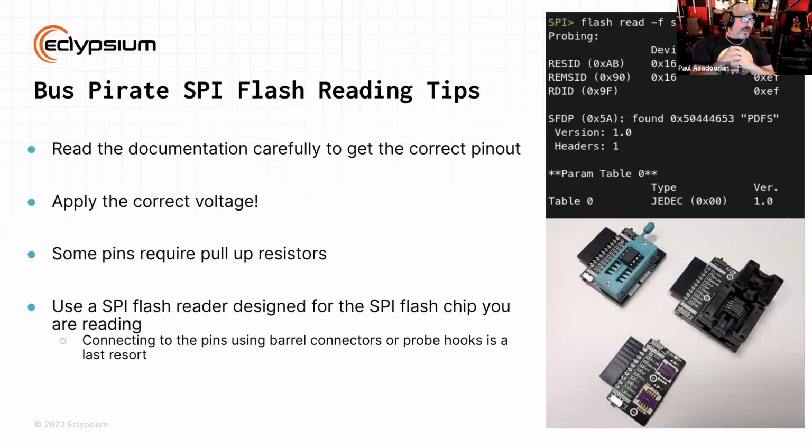And they make a kit available with those 3 different types of readers. My kit didn't come in time. I'm still waiting on my kit to arrive because I didn't order it when I ordered my Bus Pirate 5. But again, there's lots of different options for reading SPI flash chips and lots of different readers that look very similar to that one on different platforms. And definitely do that rather than using barrel connectors or probe hooks on your SPI flash chip.